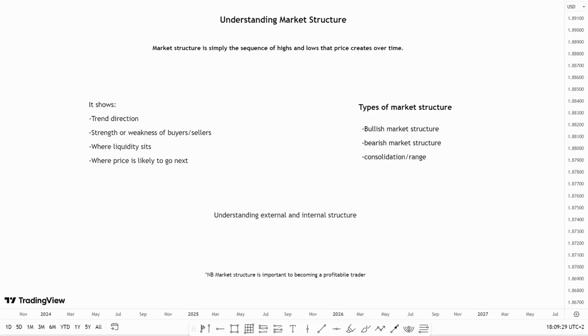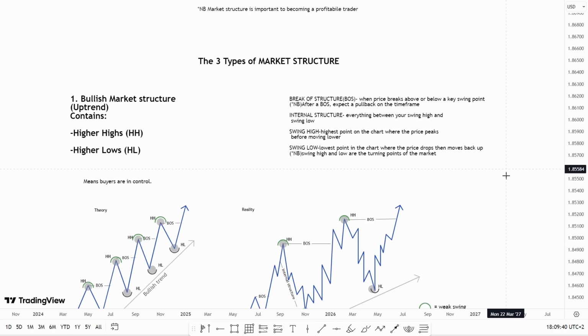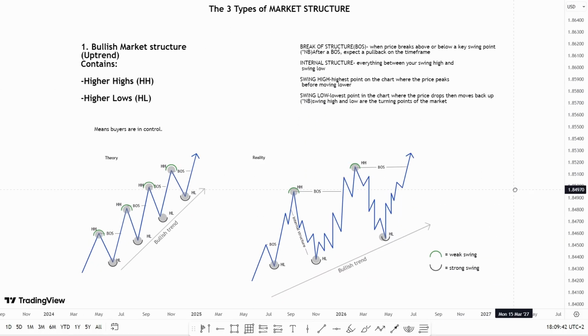So going into it, we have three types of market structure. We have a bullish market structure, a bearish market structure, and a consolidation zone. Okay, let's go into a bullish market structure. Think of a bullish market structure like a staircase. Price is continuously forming higher highs and higher lows, meaning that you're going up a staircase.